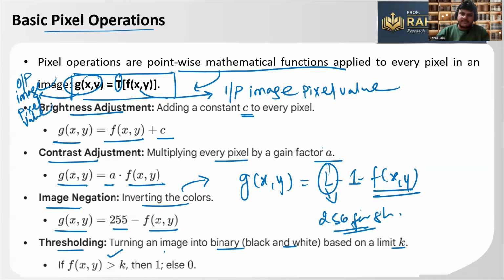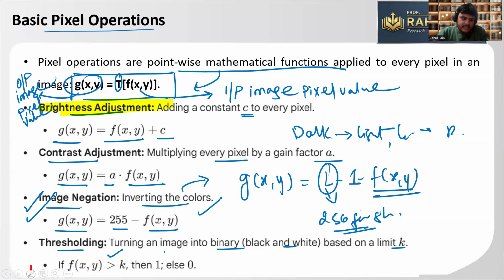For example, if the intensity is dark, it is converted into light using this negation transformation, and if it is light, it is converted into dark. Applications include medical imaging and X-ray analysis. Thereafter, brightness adjustment is also one of them. That is this first one, brightness adjustment. Let's look at what it does.